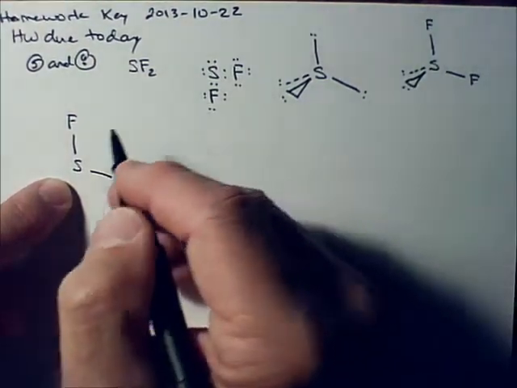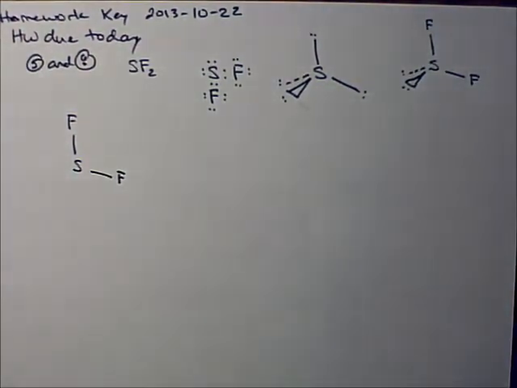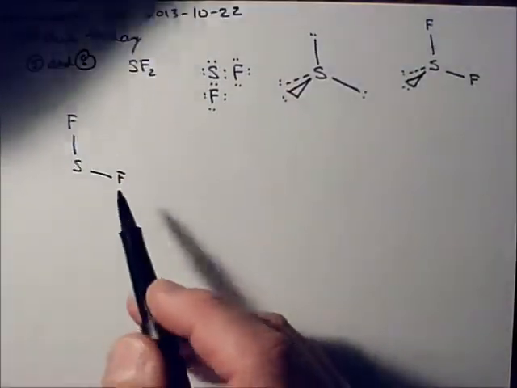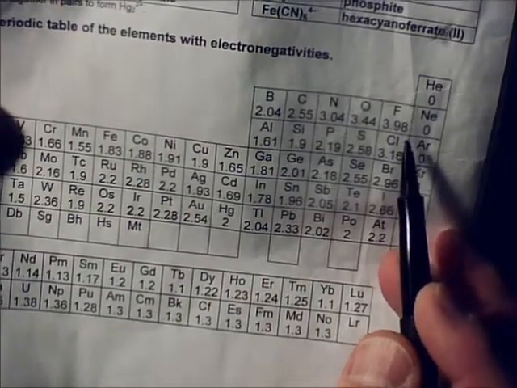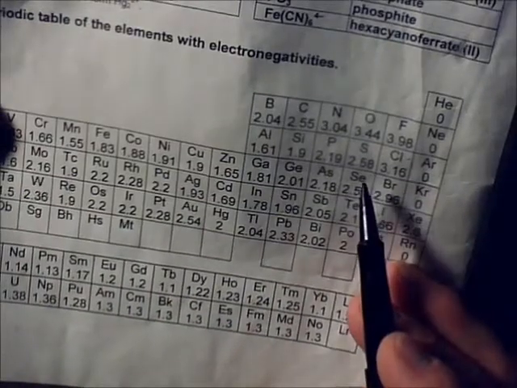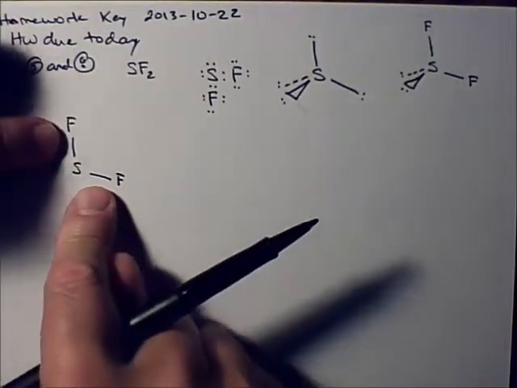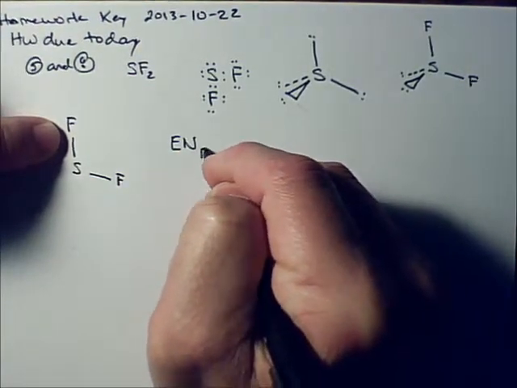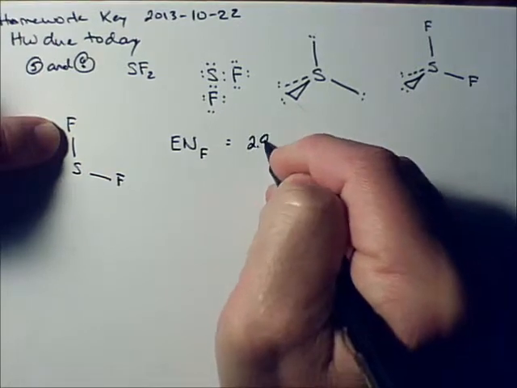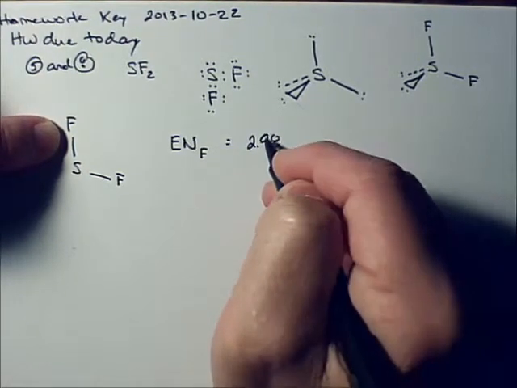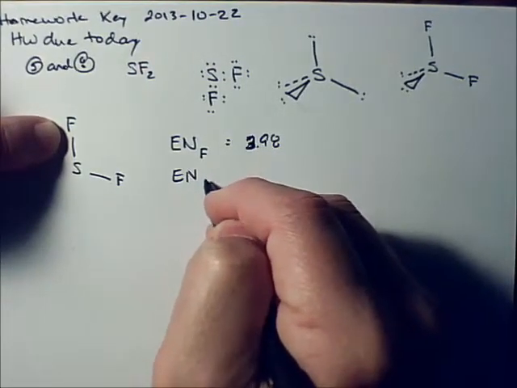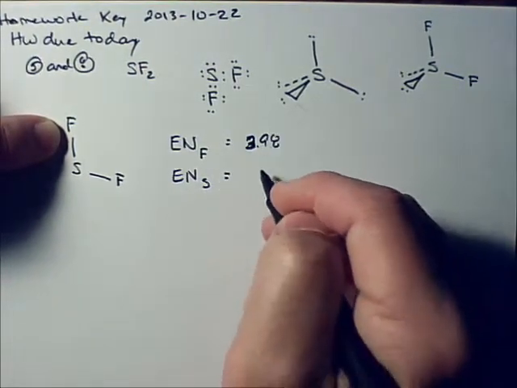Okay, so let's see if we can figure out what the polarity of the bonds will be, and for that we need our periodic table with electronegativities. We can see that fluorine's electronegativity is 3.98, sulfur's electronegativity is 2.58, and that's the only kind of bond we have between sulfur and fluorine. So our electronegativity for fluorine is 3.98, and the electronegativity for sulfur is 2.58.